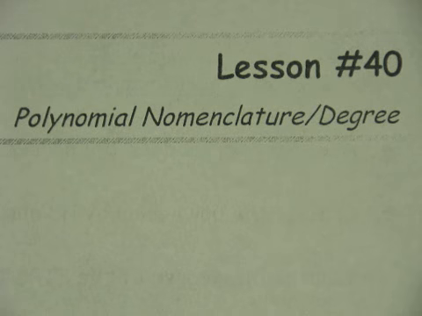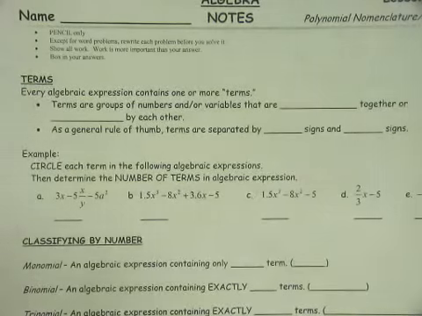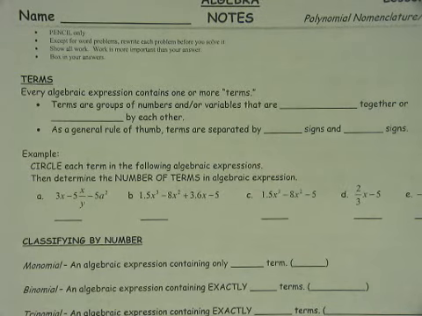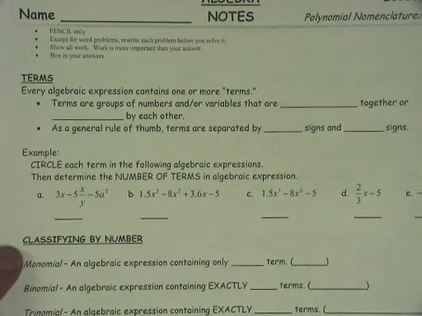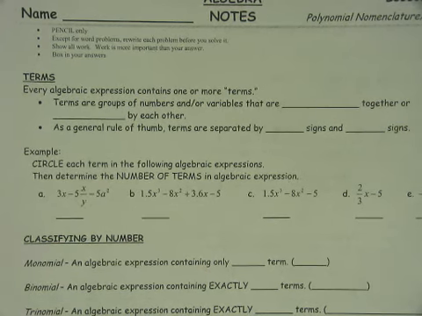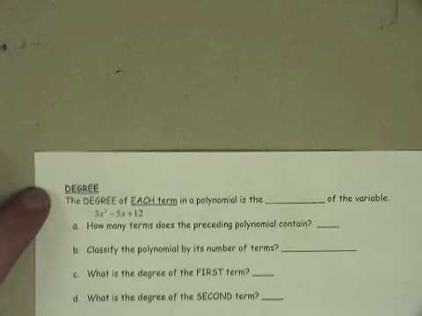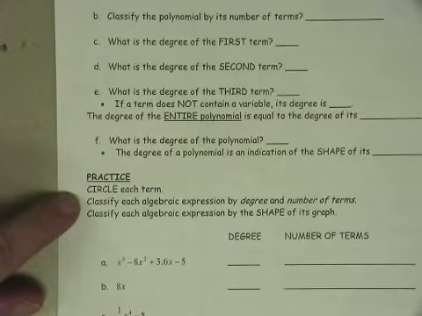This is lesson number 40, Polynomial Nomenclature and Degree. We're first going to start out with learning what a term is. We've talked about it in class a little bit, but today we're going to sharpen it up and make sure you really understand what a term is. We're going to work on classifying polynomials by number. On the back side, we're going to classify them by degree, and then we'll do a little bit of practice.